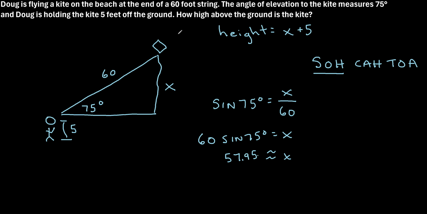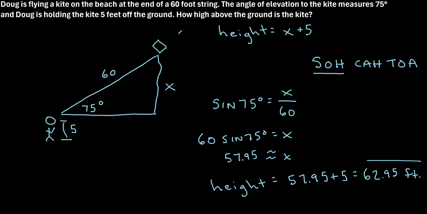57.95. And remember, we said the height of the kite is going to be whatever x is plus 5 additional feet, since Doug is holding it 5 feet off the ground. So the total height is going to be equal to 57.95 plus 5, which is 62.95, and we'll say feet. The kite is 62.95 feet off the ground.